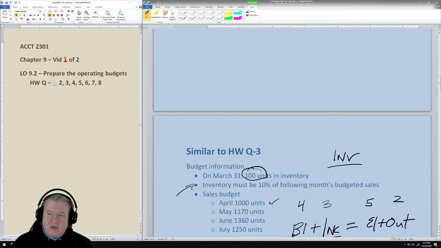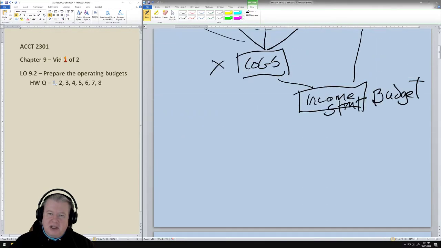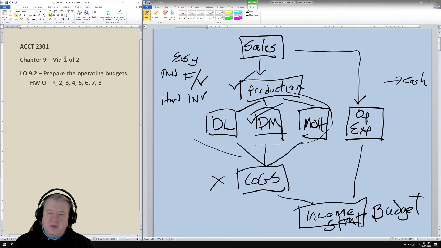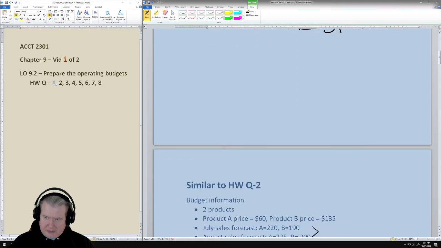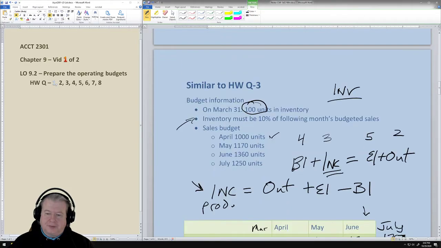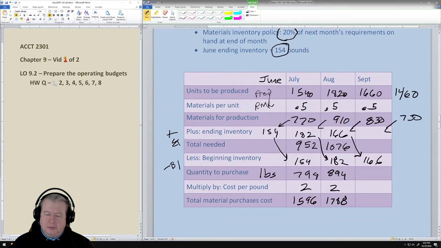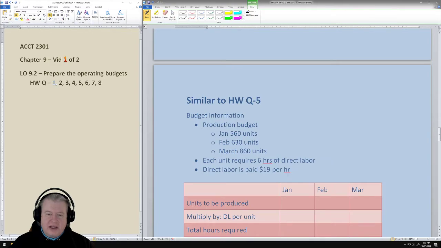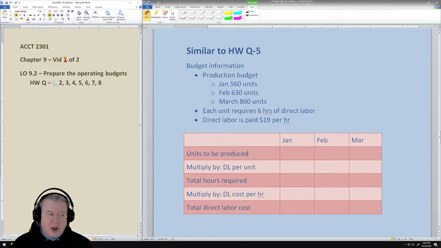So you can see we're working through these different budgets, right? We've worked through sales, we've worked through production, and we worked through direct materials. So we still have the direct labor, the manufacturing overhead, and the operating expenses, and then we're going to combine that into the income. So this one is going to be the direct labor budget.